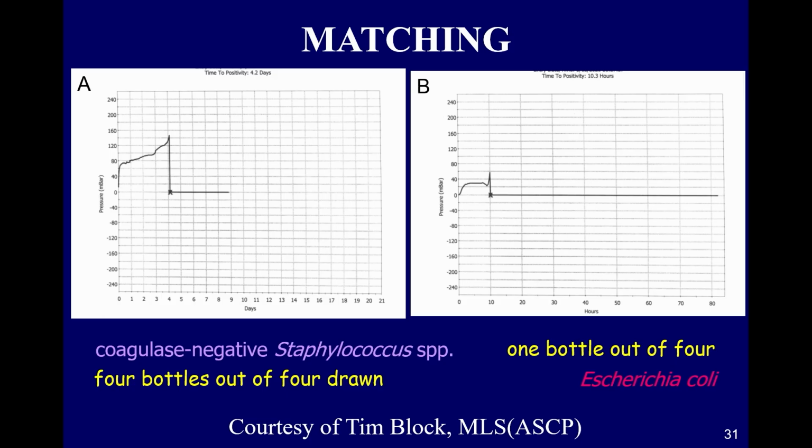Another audience participation game. Look at the x-axis. This one is in days, and this one is in hours. I want you to match up the 4 choices on the bottom to graph A or graph B. Graph A will have 2 answers, the name of a potential organism and the number of positive bottles. And graph B will also have a name of an organism and a number of positive bottles. Everybody understand the parameters of this game?